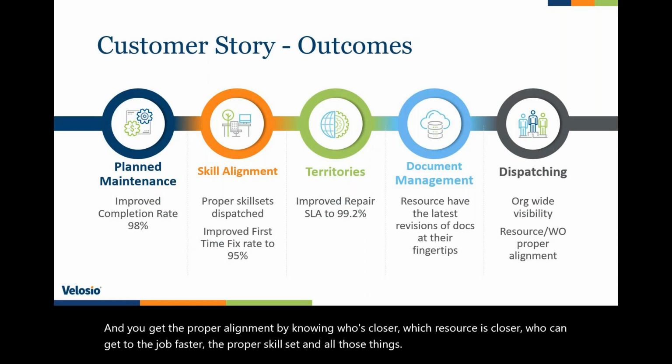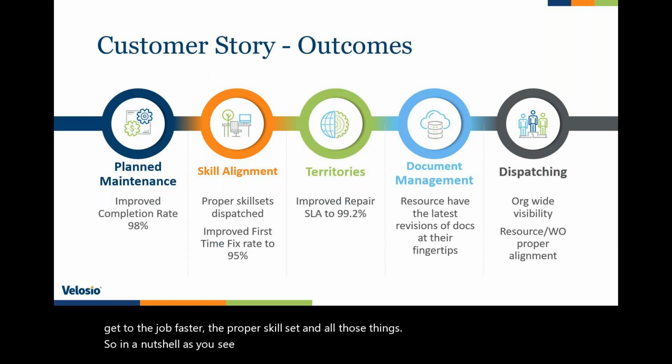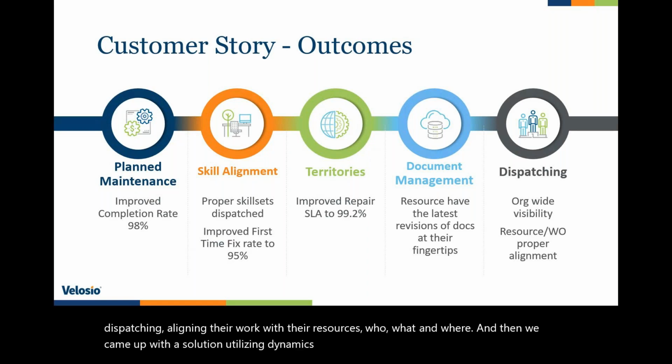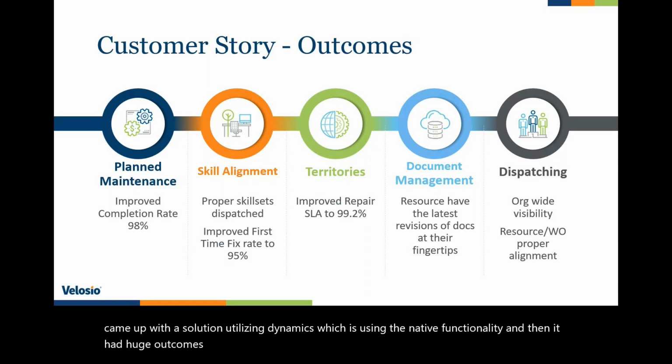So in a nutshell, as you see, the customer came to us with a big problem. They had problems with dispatching, aligning their work with their resources: who, what, and where. And then we came up with a solution utilizing Dynamics, using the native functionality, and it had huge outcomes on their efficiency and productivity. And now I will kick it off to Bill to show you the nice little demo.